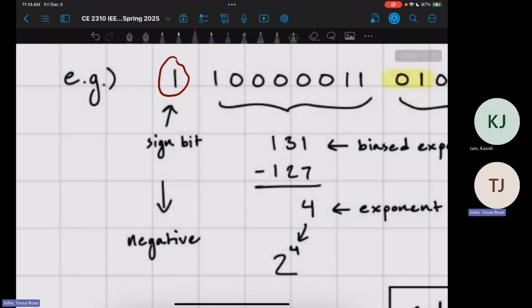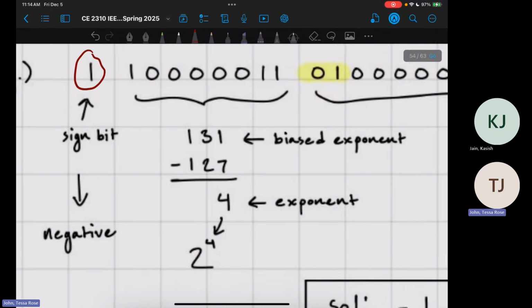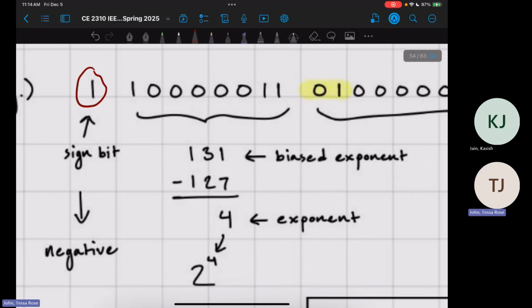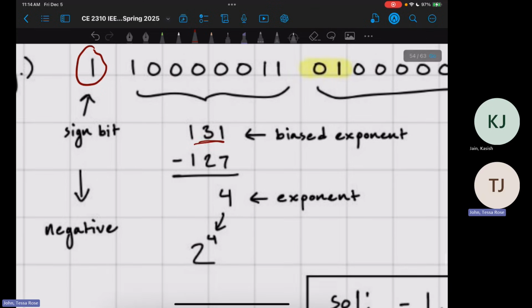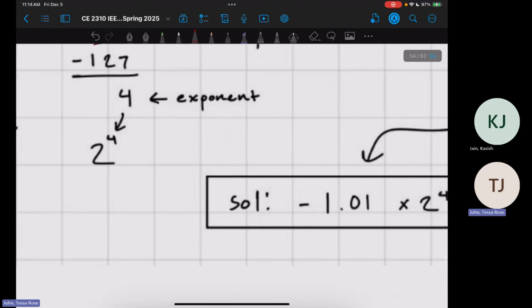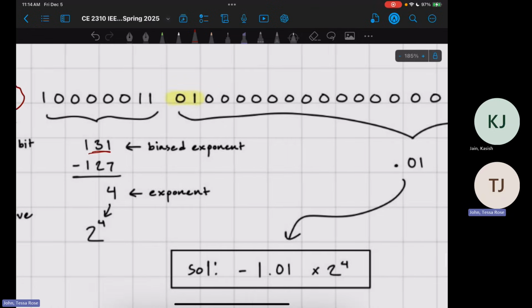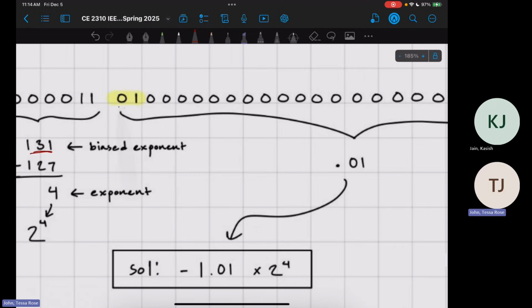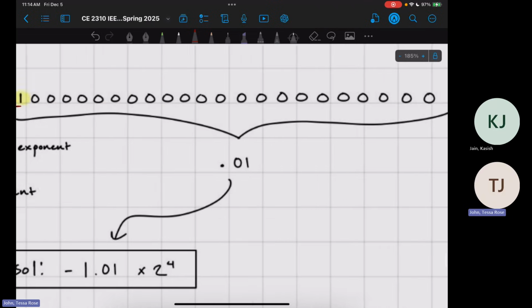It's 1, so that means it's negative. We'll take 8 of those bits for the exponent. So if you convert this into an exponent, you get 131, right? Then you just subtract 127 from it, you get 4, which is 2 to the power of 4. And then the rest is your mantissa. So you would only take 0, 1, which is 0.01.